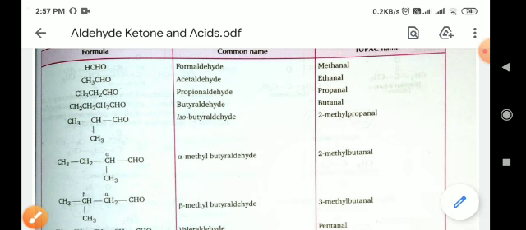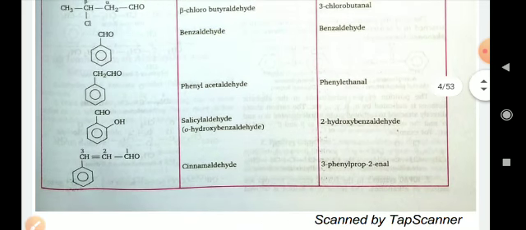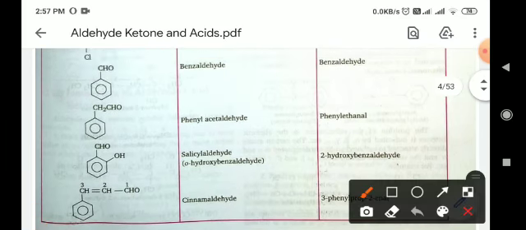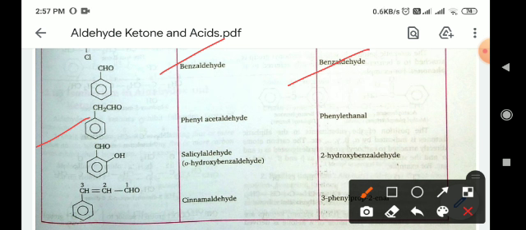Okay, so in this way you can write the IUPAC name of any aliphatic aldehyde, and these are the IUPAC names of aromatic compounds. They are generally known as benzaldehyde, and the IUPAC name will also be benzaldehyde for this one. But for this compound the IUPAC name will be different. It is known as phenyl ethanal. Why? There are two carbons present, 1 and 2, and at carbon 2 there is a phenyl group. So it is basically 2-phenyl ethanal.